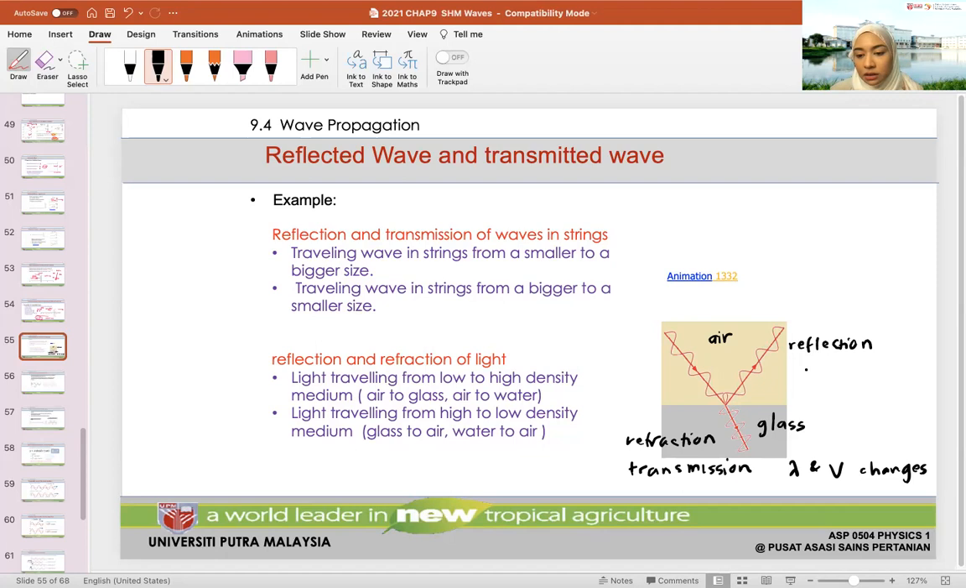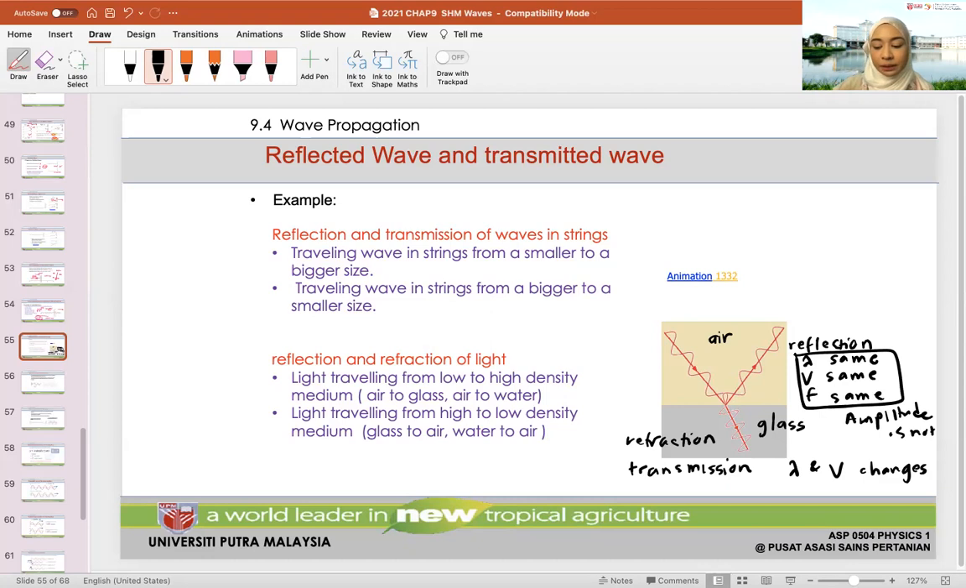So here you can say that the V is the same. The F is the same. Lambda is the same, but the amplitude is not. Okay, amplitude is not. But basically, what you need to remember is this is basically the same. But for our exam or for our syllabus, we are talking about 100% reflection. For transmission, we are assuming part of it is reflected, part of it is transmitted. Okay, so these are the things that you need to remember.